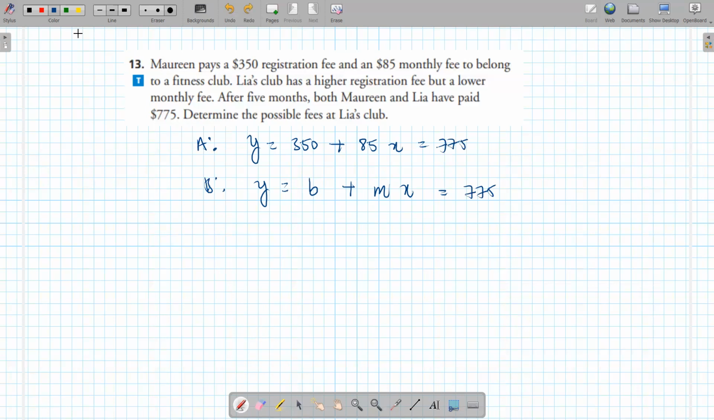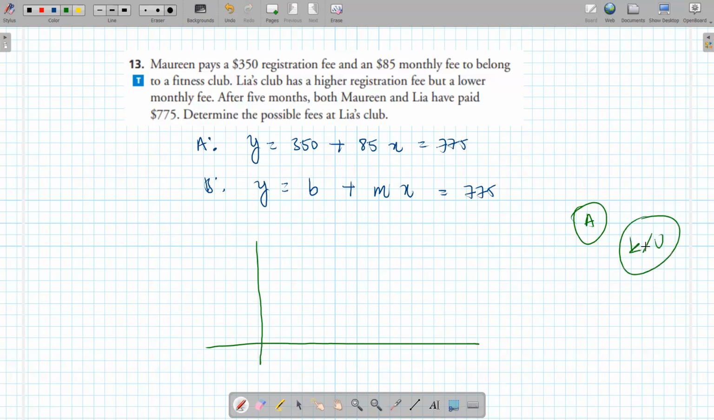It's tricky for sure. Here, let me just draw you a graph, because T's for thinking. There's multiple ways to approach this kind of questions. You're going to see something like A, this is application. There's probably only one way to do this. You're going to see something like this K/U, which means knowledge/understanding. Probably only one way to do this, but thinking, and then you're going to get another communication, multiple ways to approach the question. So here, I'm going to draw a graph for club A. So let's say the y-intercept is 350.